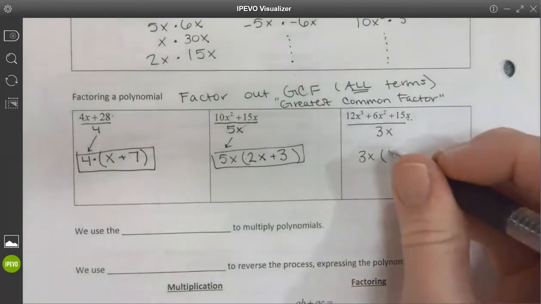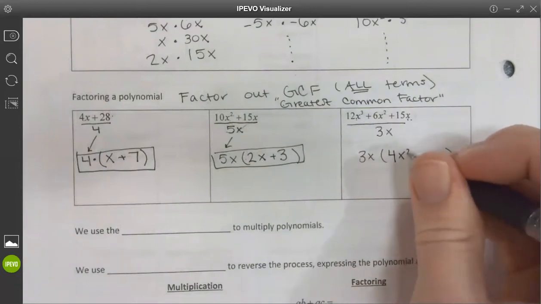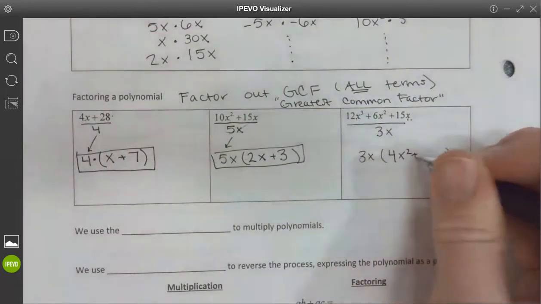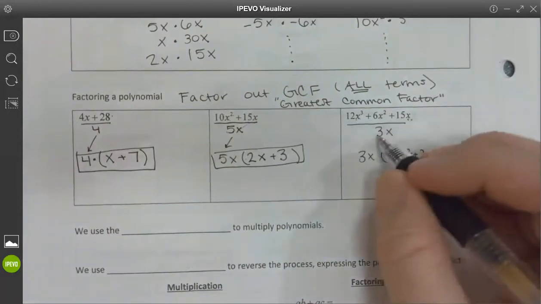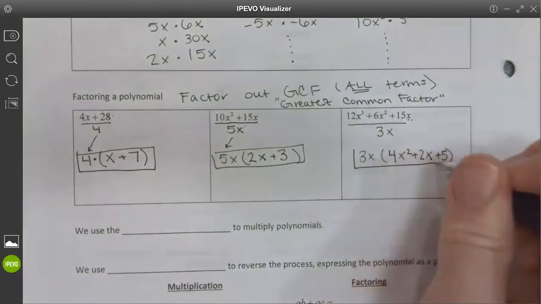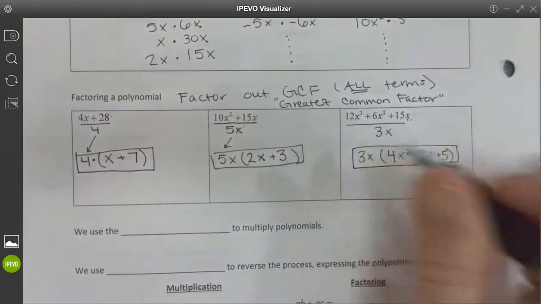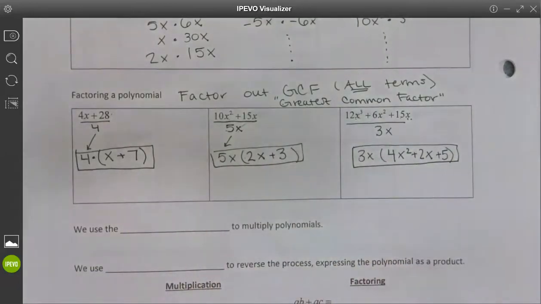So 12 divided by 3 is 4. X cubed divided by x is x squared. 6 divided by 3 is 2. X squared divided by x is x. 15 divided by 3 is 5. And these x's cancel. Okay, so there's our beginning of how we're going to start factoring. It's just taking out what are the common factors between all of the terms.